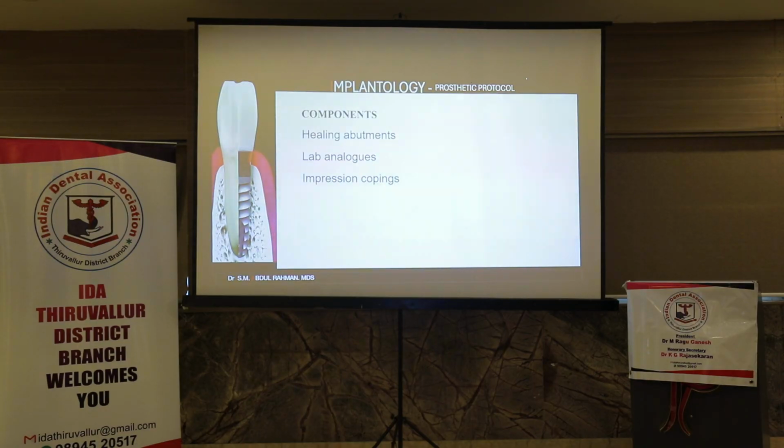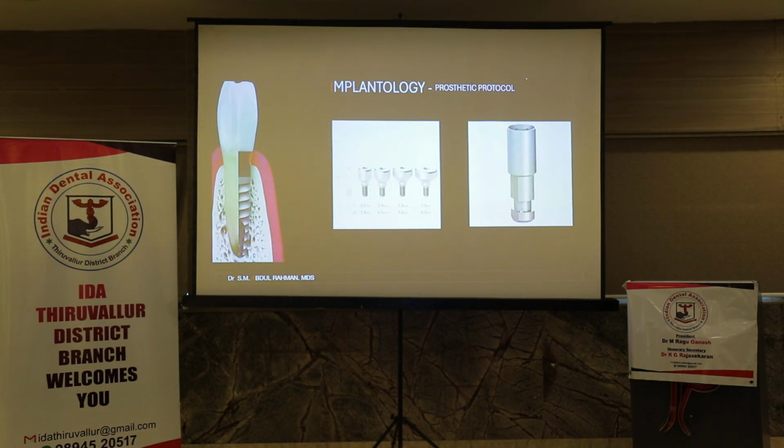Okay, so for that, what are the prosthetic components available in the market? First one is healing cap. After surgery, at second surgery, we open the flap, remove the cover screw and place the healing cap. That healing cap is available in different sizes. It comes as small, medium; every system has its own diameters and own lengths, 2 mm, 3 mm length available, and width also 2, 3, 4 mm available. Okay, that is healing cap.